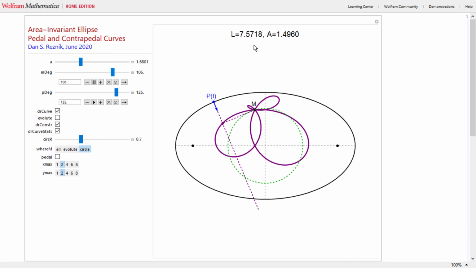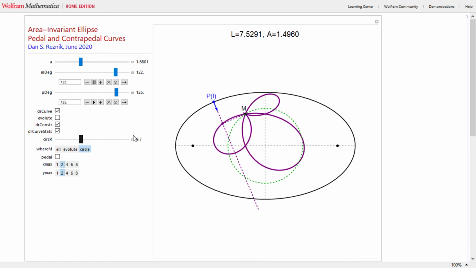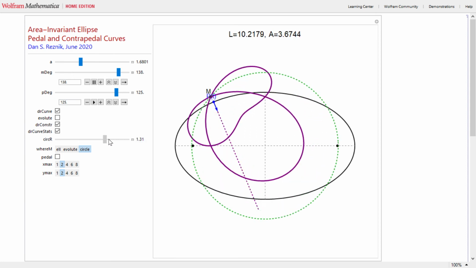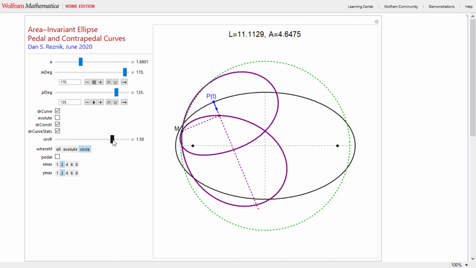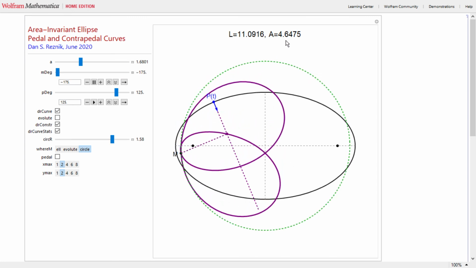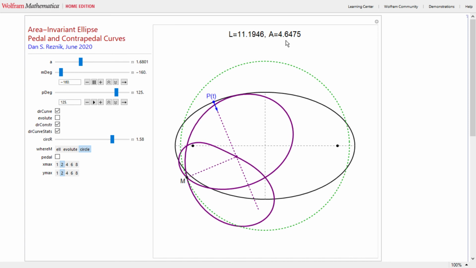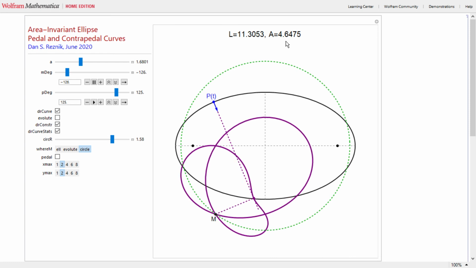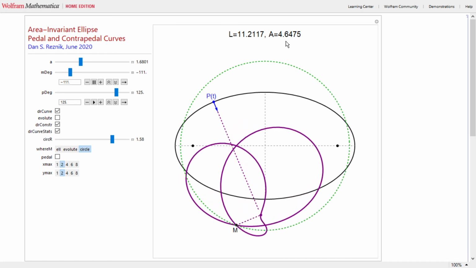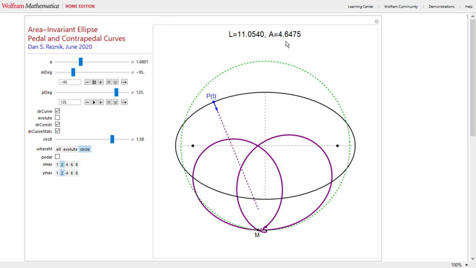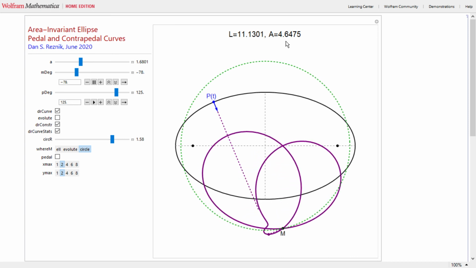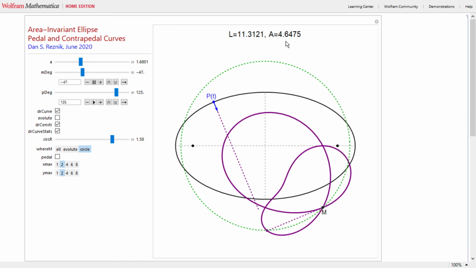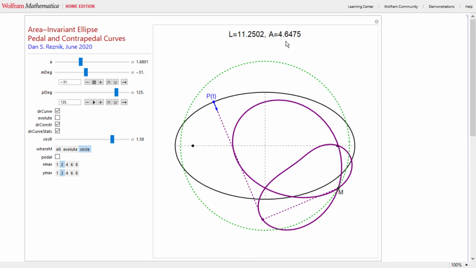Let's change the radius of the circle M is riding on. Let's make it go outside of the ellipse. And let's see what's going on. Numerically, the area is just invariant. Let's observe this geometry. So invariance of contrapedal curve area for all M on a circle concentric with the ellipse.